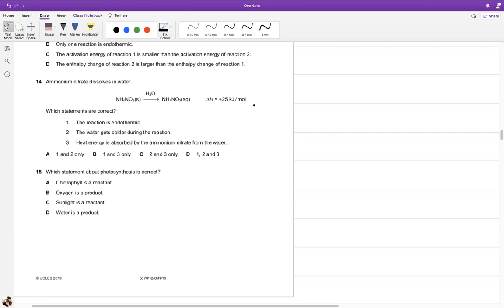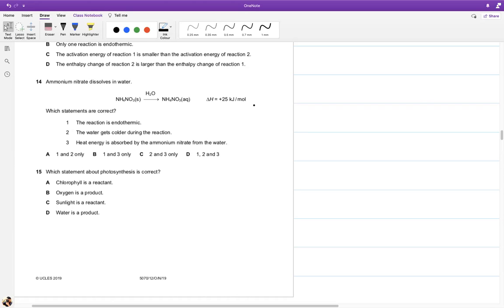All right. Ammonium nitrate dissolves in water. Obviously, all ammonium salts are soluble. We know SNAP. You add it to water, you get the nitrate solution, and delta H is positive. Okay. So which statements are correct? The reaction is endothermic. Yes, it is endothermic. हमें इसको stir करना पड़ेगा. थोड़ी activation energy देनी पड़ेगी.